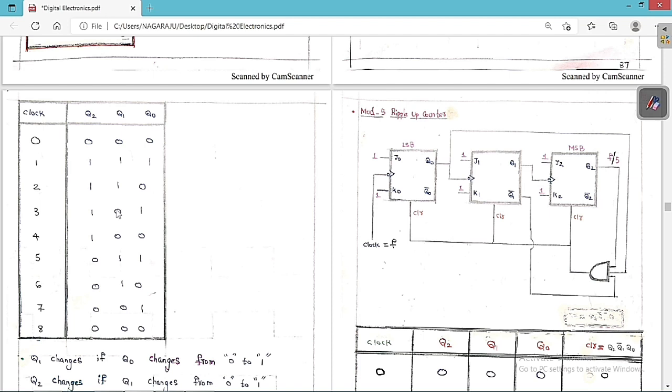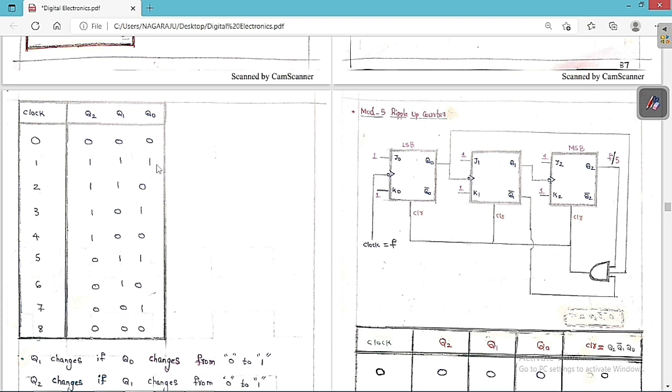Similarly 0 to 1, again it is going to change. So Q1 changes only when Q0 changes from 0 to 1, yes, the change is there, but here it will never change. Again 1 to 0, it will never change. Again 0 to 1, yes, this one will change. Again 0 to 1, again this will change. 1 to 0, so no change here. 1 to 1, no change here. 0 to 1, yes, it will change. 1 to 0 means there is no change here, again no change here.